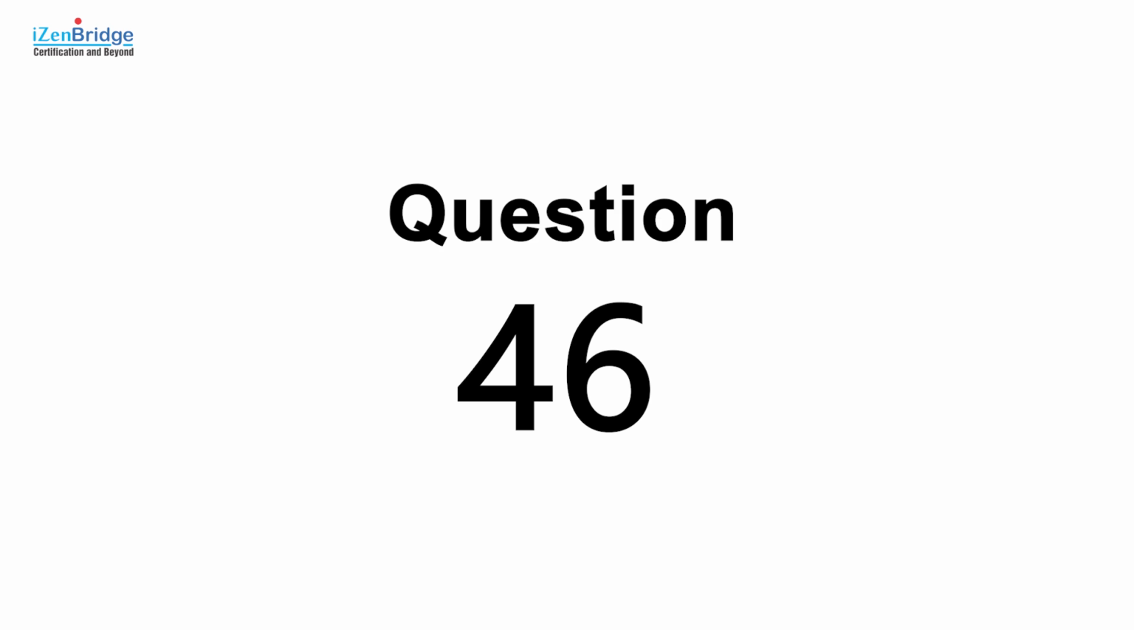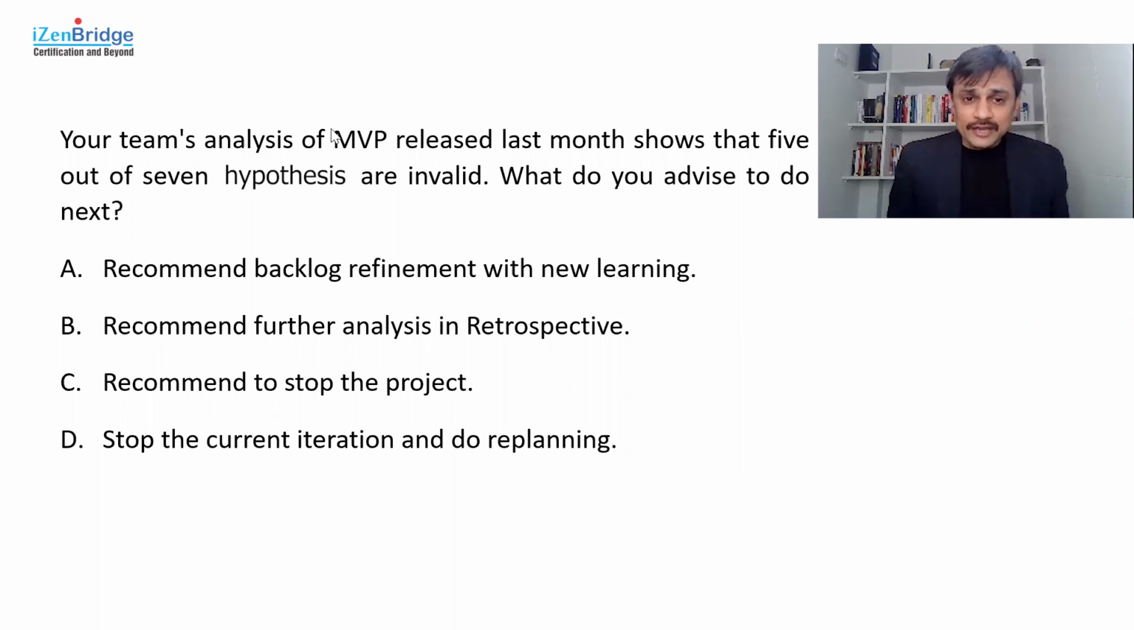Question 46. Your team's analysis of the MVP released last month shows that 5 out of 7 hypotheses are invalid. Risky place, yeah? What do you advise to do next? Let's look at the options. Option A, recommend backlog refinement with the new learning. Option B, recommend further analysis in retrospective. Option C, recommend to stop the project. Option D, stop the current iteration and do replanning.